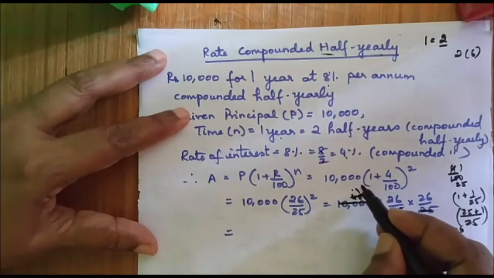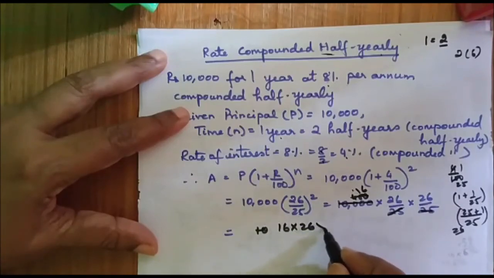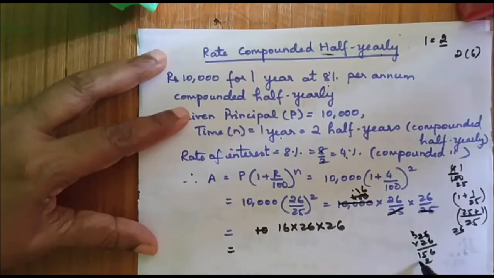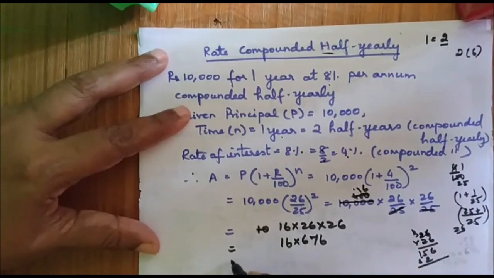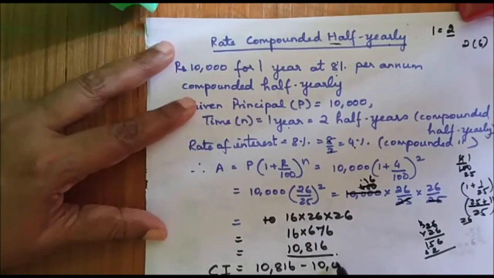16 times. Okay, so I have to do 16 into 26 into 26, which is nothing but, what is 26 into 26? It is 676. So it is 16 into 676. Now if you multiply this, you will get 10,816. So what is the compound interest? Compound interest is nothing but 10,816 minus 10,000, which is equal to 816 rupees.